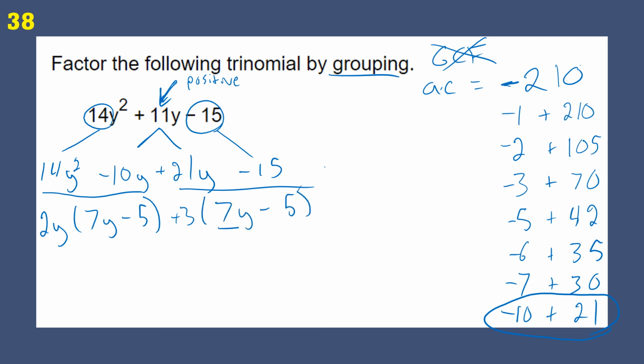Well, guess what? We've got the same thing in the parentheses, which means I can go ahead and say that 7y minus 5 is one of my factors. The other factor is 2y plus 3. Where did 2y plus 3 come in? Well, 2y plus 3 is right there, and that's where we get that 2y plus 3.